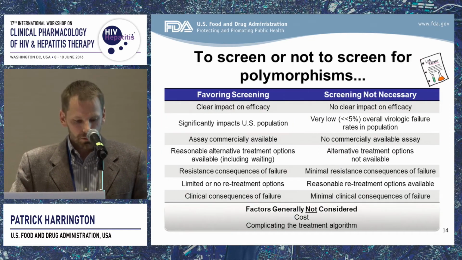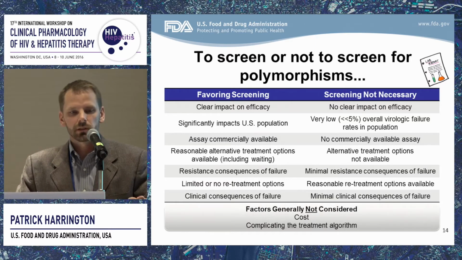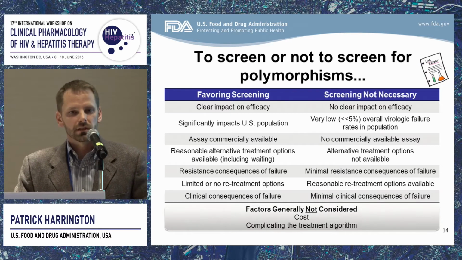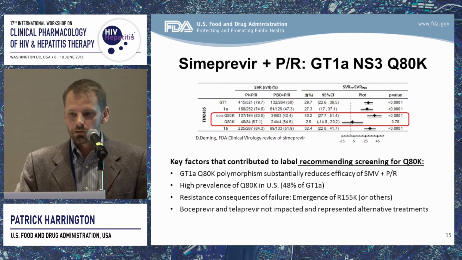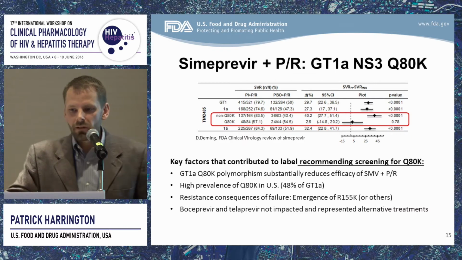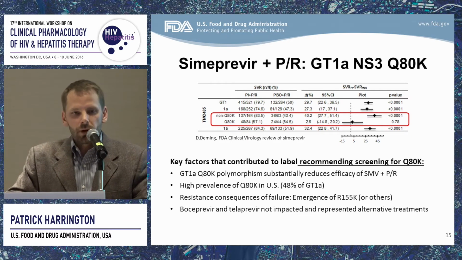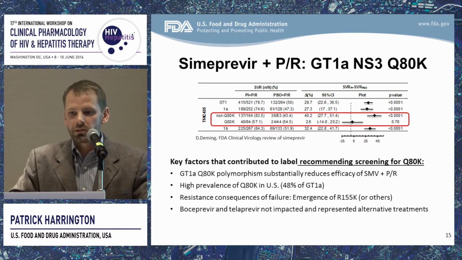So if we're in a particular situation where those factors really weigh heavily on the left side of the spectrum, then we will ask the sponsor to include language in the label that recommends screening for the presence of polymorphisms to guide the use of those particular regimens. So the first example where we recommended screening for the presence of a polymorphism in labeling was in the case of Cimeprevir plus pegylated interferon and ribavirin. And here I'm talking about the NS3 Q80K polymorphism in patients with genotype 1A infection.